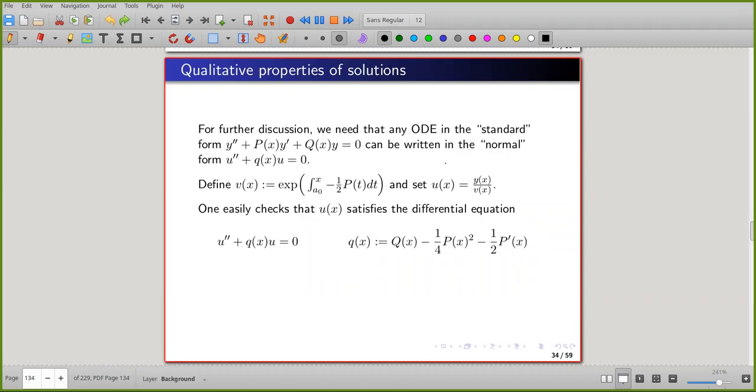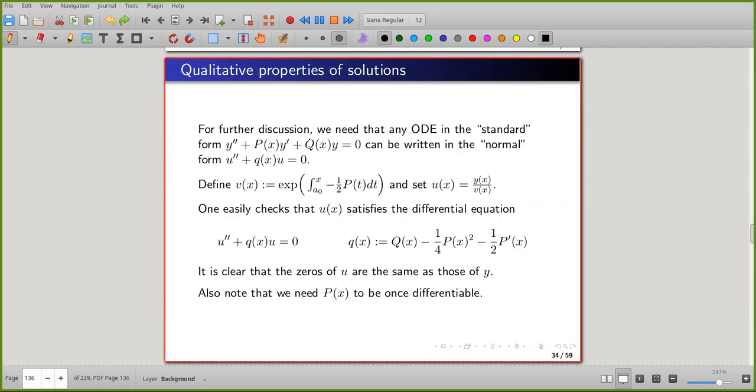And one easily checks that u of x satisfies the following differential equation. Here we set q of x equal to this expression, which is the q over here. This is a trivial check, so you can do it. And it is clear that the zeros of u are the same as those of y, which I've already explained.